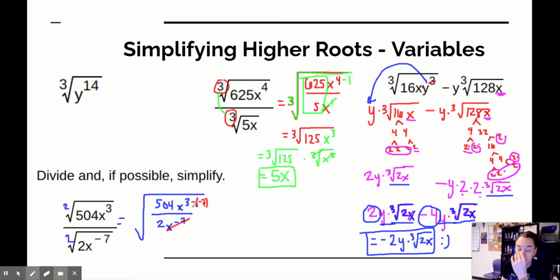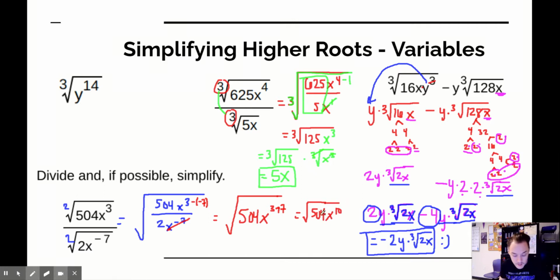I'm going to bring it to the numerator, and I'm going to take 3 minus that negative 7, which of course makes it a positive, so 3 plus 7, which gives me 10. So that is what my exponent will be. I have 504 and then x to the 3 plus 7 power, which when simplified is 504 and then x to the 10th power.